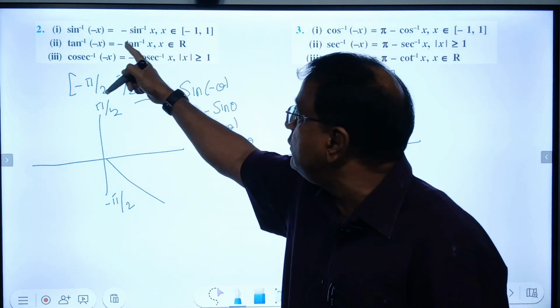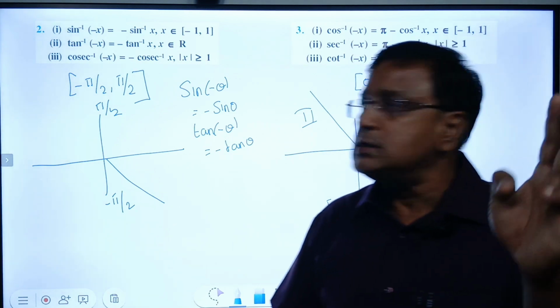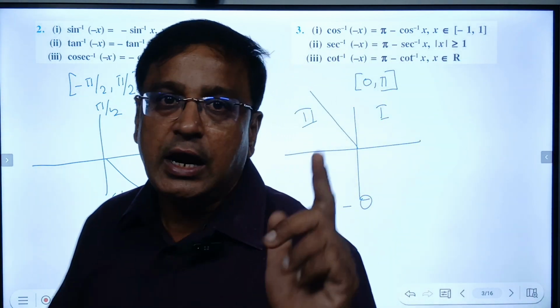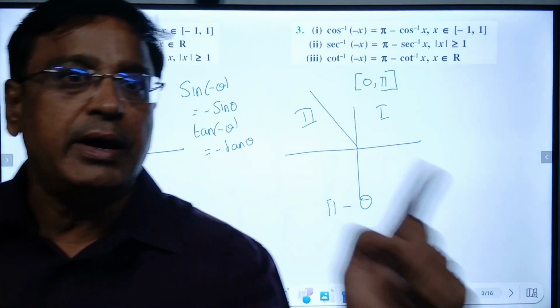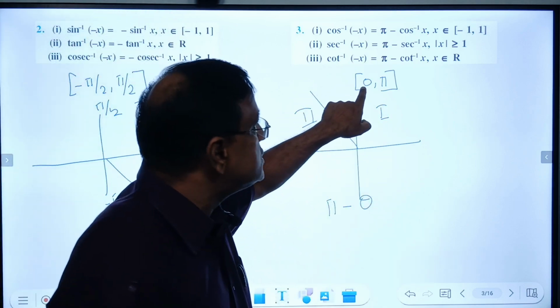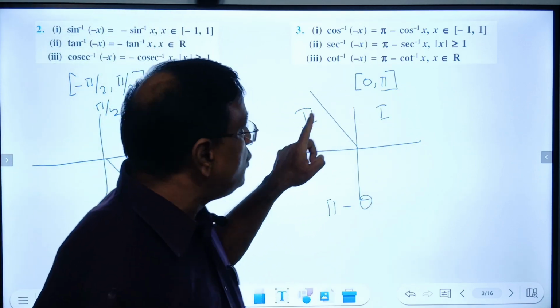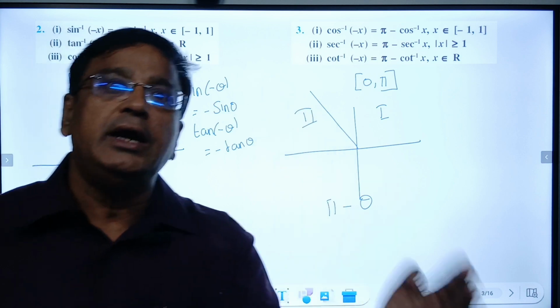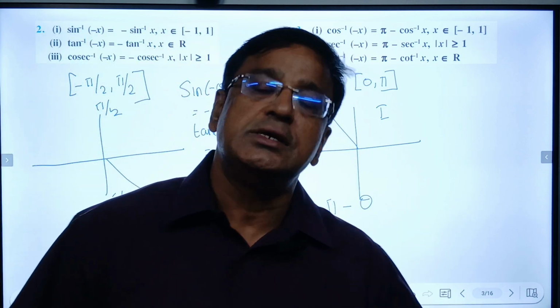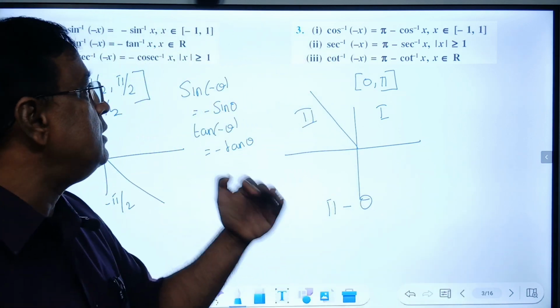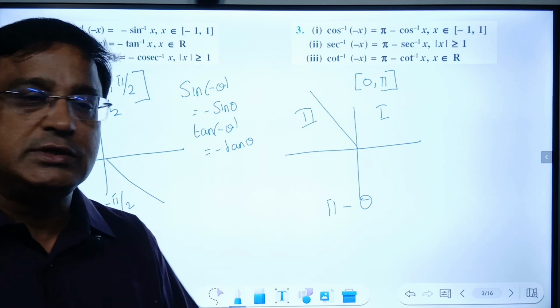See this? It is totally different from this. So for cos inverse, secant inverse and cot inverse, it is pi minus because my principal range is 0 to pi. So you have to go to the second quadrant. So it is pi minus cos inverse x, pi minus secant inverse x, and pi minus cot inverse x.